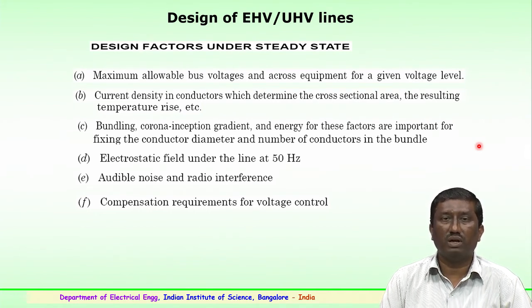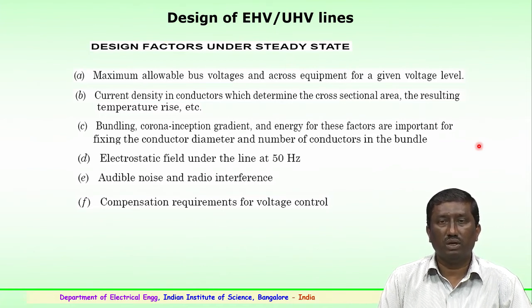What is the voltage level, how much bundling has to be carried out, and what is the corona inception gradient. This helps in fixing the conductor diameters and number of conductors, whether to go in for a twin bundle, a quadruple bundle, or a hexagonal or octagonal bundle depending upon the voltage level to be transmitted.